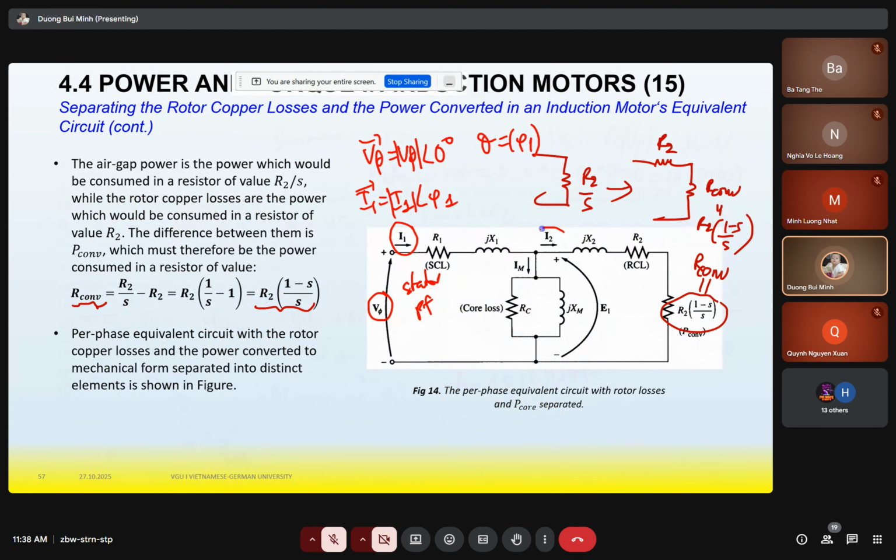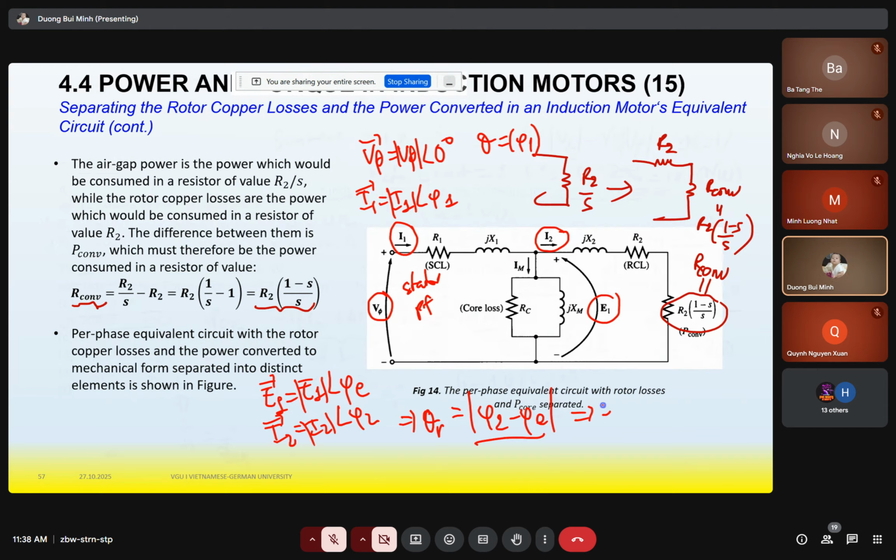Okay, this is rotor I2, and this one is E1. So if we know E1, how many angle? I say phi E, and we know I2 with phi 2. So we can get the power factor at the rotor, phi 2 minus phi E. We take absolute values, and then we calculate cosine theta R. You can get the rotor power factor, right?